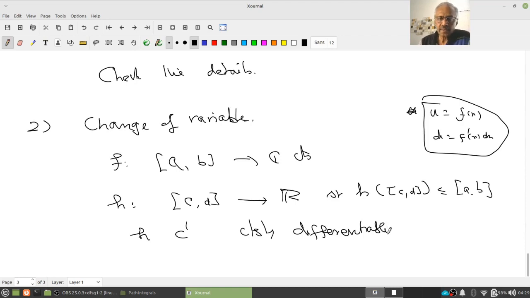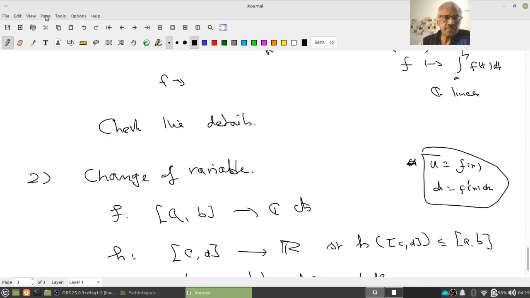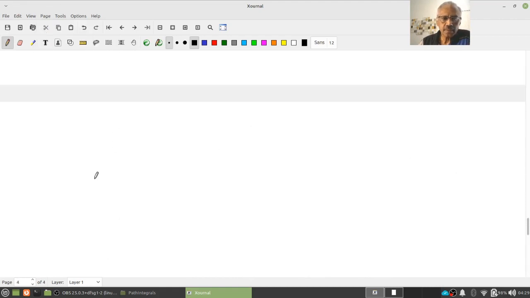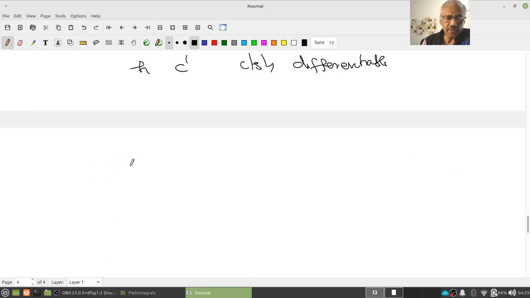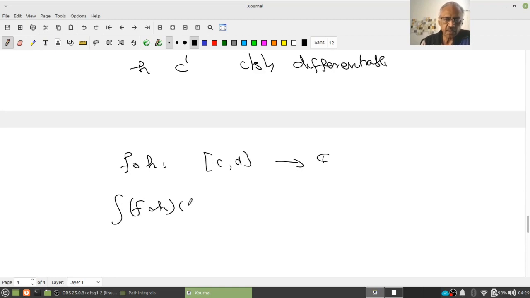Are you following? Then what do I want to do? Then I want to talk about a function. What kind of function? I have f composite h, from [c,d] to C. Now h is continuously differentiable, therefore it is continuous. f is continuous, so the composite is continuous. Therefore I can talk about the integral of f composite h of s ds from c to d.